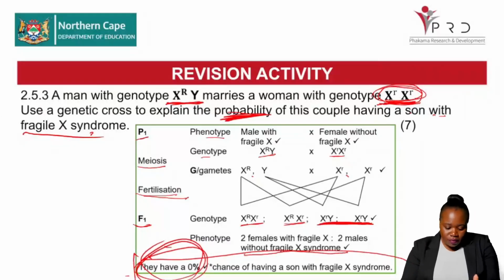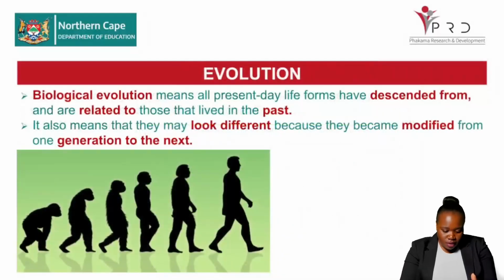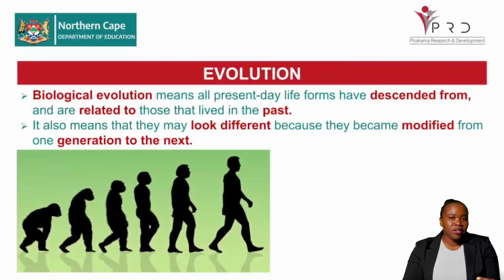Okay, let's move on to evolution. Right. So here we are going to be looking at biological evolution, which means that all present life forms are the descendants of those that lived in the past, and they are actually related to them. This also tells us that although we may look different because of the modifications that have taken place over time, we are still related.